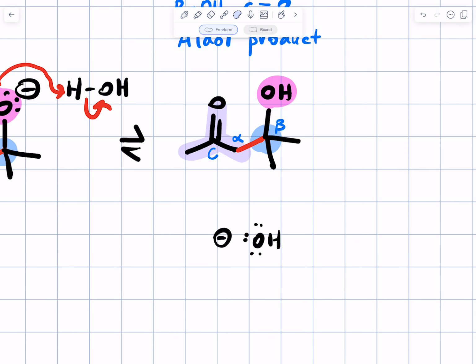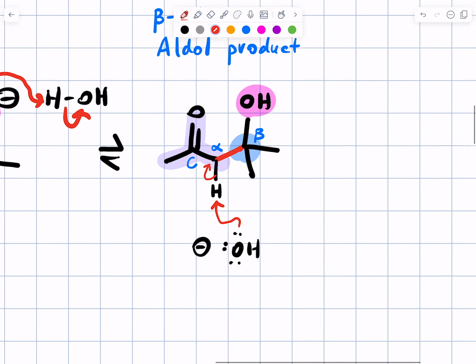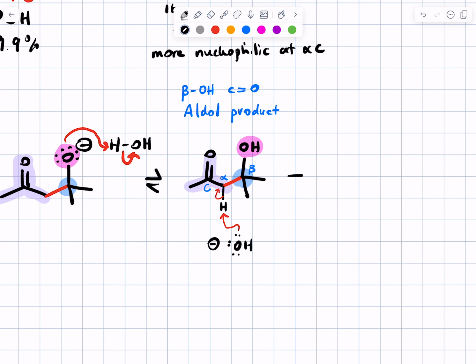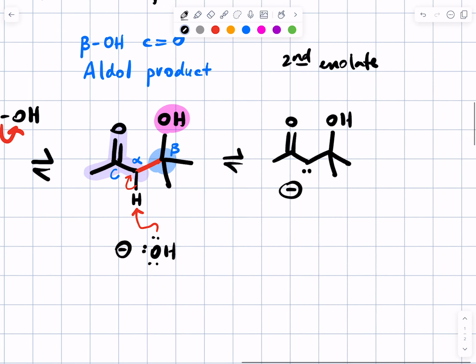The other thing you may have noticed is our product still has alpha protons. So OH minus can remove the alpha proton to create a second enolate. Here's that, what I will call the second enolate. And I'm going to continue to highlight what used to be the carbonyl carbon, the oxygen, and the carbons that were from the nucleophile. I'll keep highlighting in red the sigma bond that we already made.